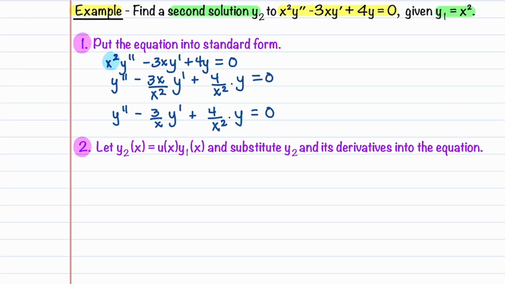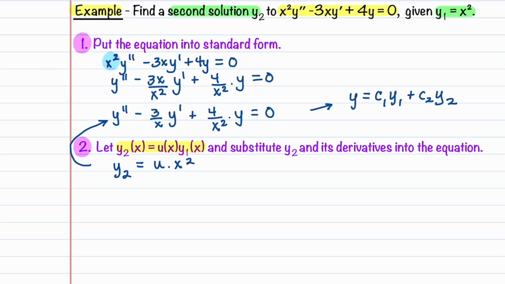In step 2, we're going to make a substitution that y2, that's the solution that we want to find, is equal to u times y1, and y1 is the solution that we already know. For our example, we are going to let y2 equal u of x, so I'm just going to call that u, times y1, which we were given as x squared. What we're going to do now is take y2 and substitute it back into this equation. We can do that because the solution to this equation is y is equal to c1 y1 plus c2 y2.